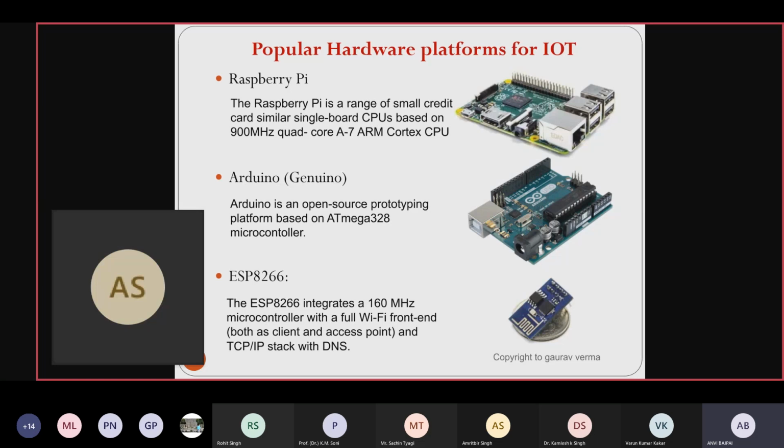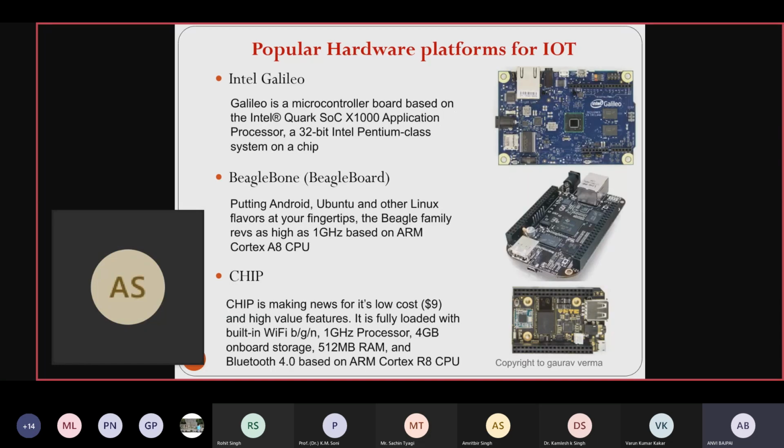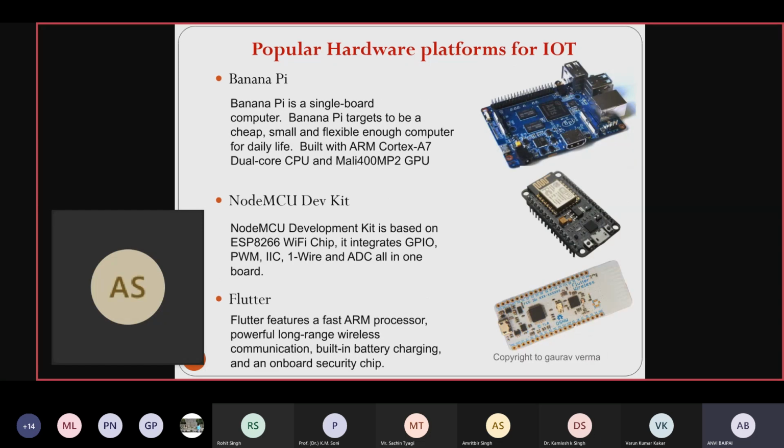Now let's jump onto the popular hardware platforms for IoT. Nowadays there has been a lot of proliferation in IoT hardware, but there are some general hardware platforms. I have downloaded a list of the top 10 popular hardware platforms for IoT, and you can find these platforms: Raspberry Pi, Arduino, ESP8266, and then we have Intel Galileo, BeagleBone, then we have Banana Pi, NodeMCU, Flutter.